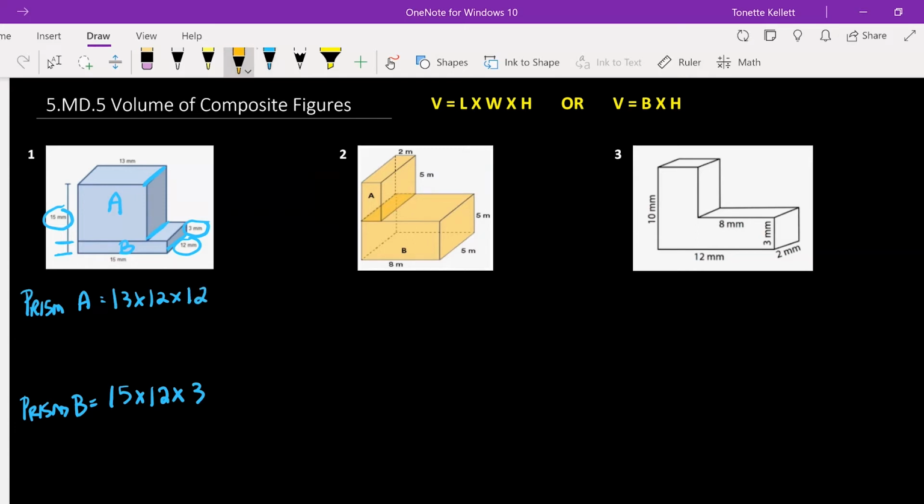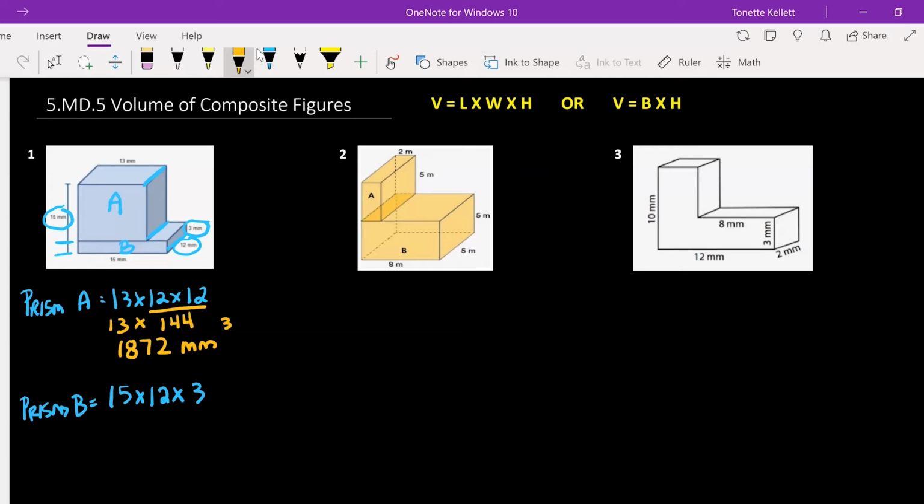All right, let's figure out each of these. 12 times 12. I'm going to start there because I know multiplication is commutative. 12 times 12 is 144 times 13. Now, for the sake of this video, and because I have not very much space, I did the multiplication already. So 144 times 13 is 1,872. And I know that this is millimeters, and it would be cubic.